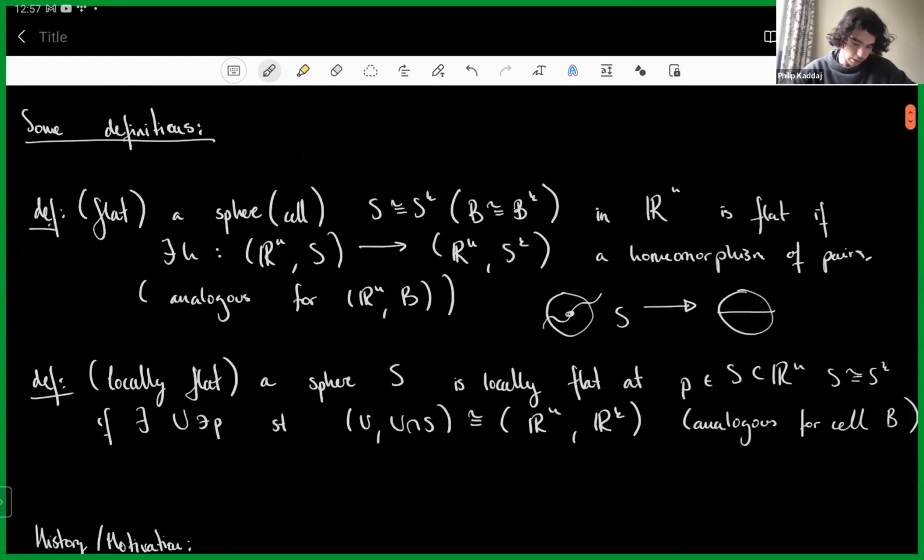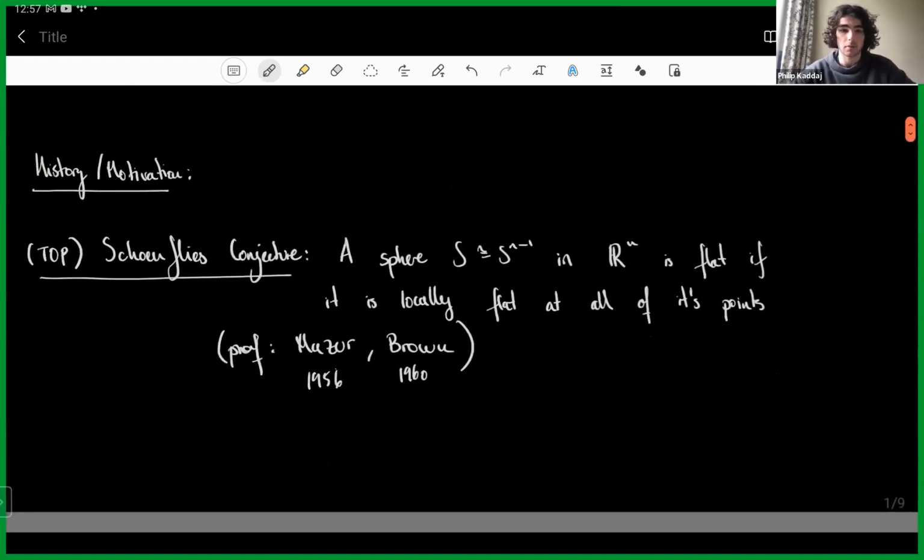Okay, and I'll start with some history and motivation which led up to some developments in this field. Initially there was the Schoenflies conjecture, and this has different formulations. I think one of those is still open at the moment in the smooth case for n equal to 4. But the topological version was solved first by Mazur and by Brown. The version that I'm going to state is the following: a sphere in Rn is flat if it is locally flat at all of its points. Sometimes this is stated in terms of the sphere admitting a bicollar: a sphere that is locally flat everywhere admits a bicollar.